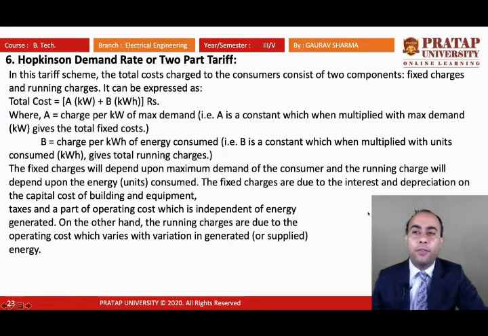Next is Hopkinson demand rate or two-part tariff. In this tariff scheme, the total cost charged to the consumer consists of two components, that is, fixed charges and running charges. It can be expressed as total cost = A kilowatt + B kilowatt hours, where A is the charge per kilowatt of the maximum demand and B is the charge per kilowatt hour of energy consumed. So it is a sum of the fixed charges and the running cost.